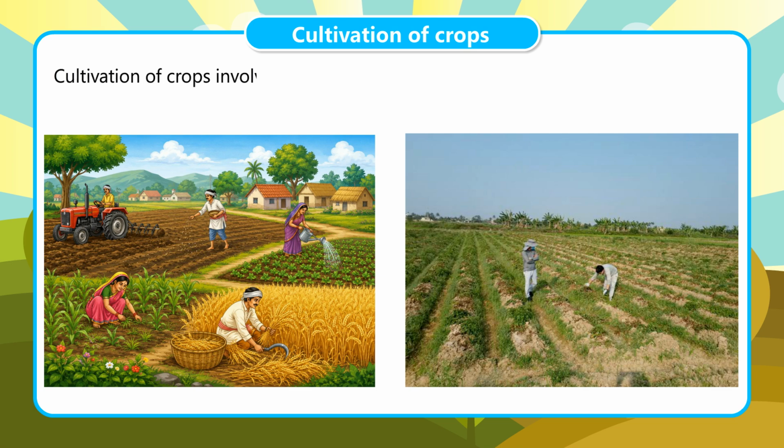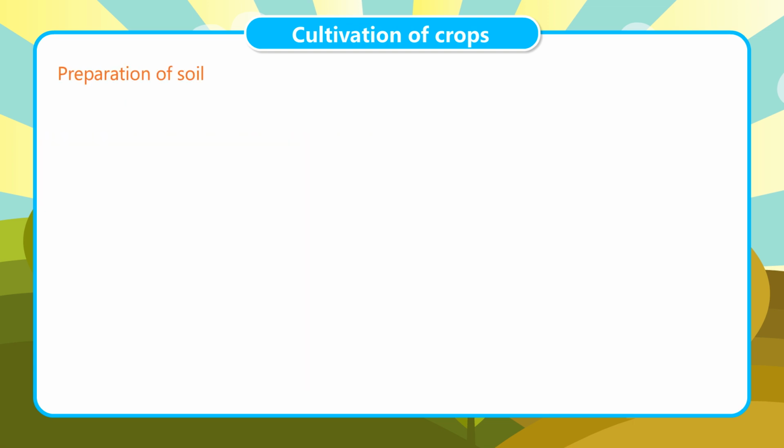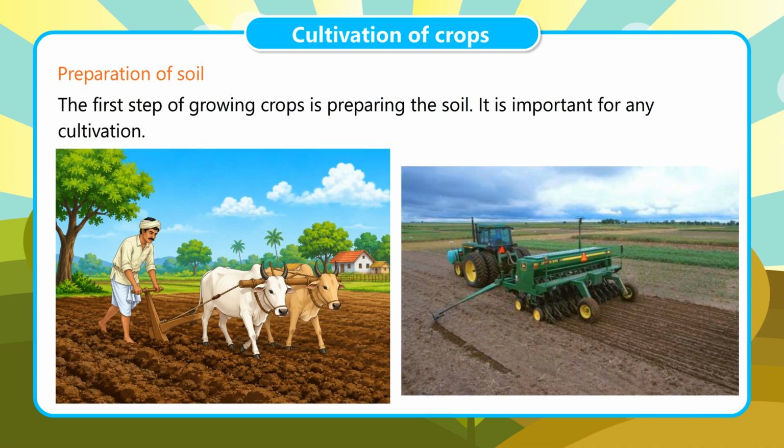Cultivation of crops involves several activities undertaken by farmers over a period of time. Let us learn about these agricultural practices. Preparation of soil. The first step of growing crops is preparing the soil. It is important for any cultivation.